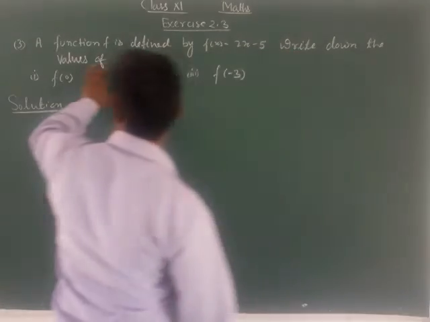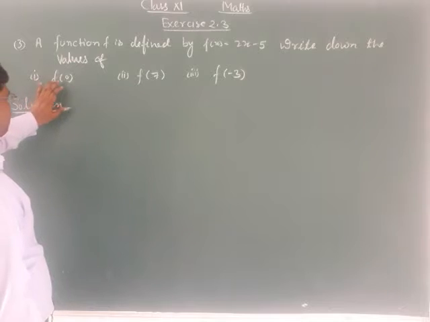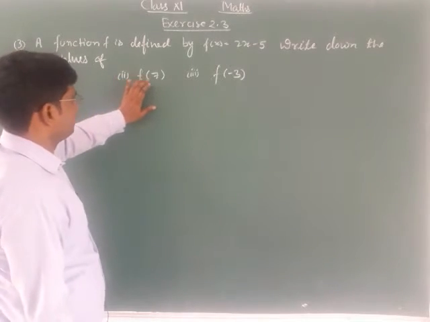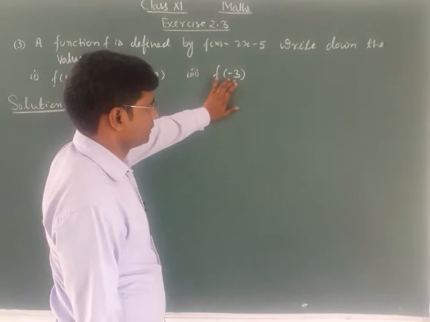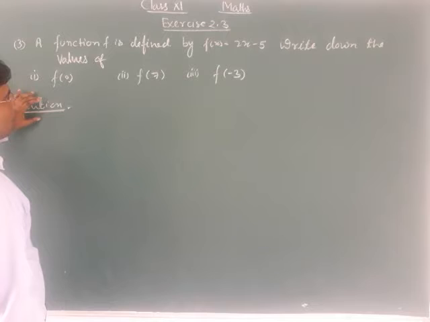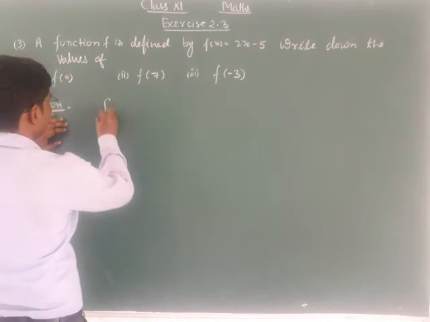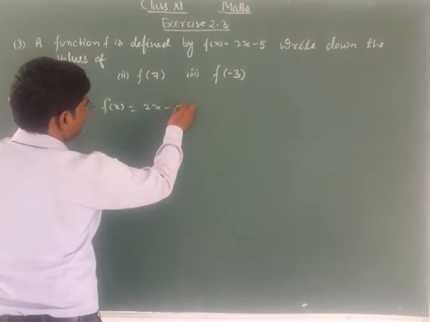Write down the values of first f(0), second f(7), third f(-3). Solution of this question. So given f(x) = 2x - 5.